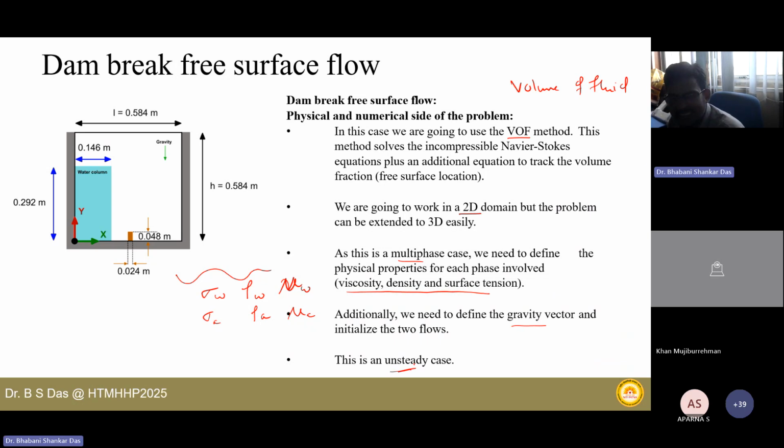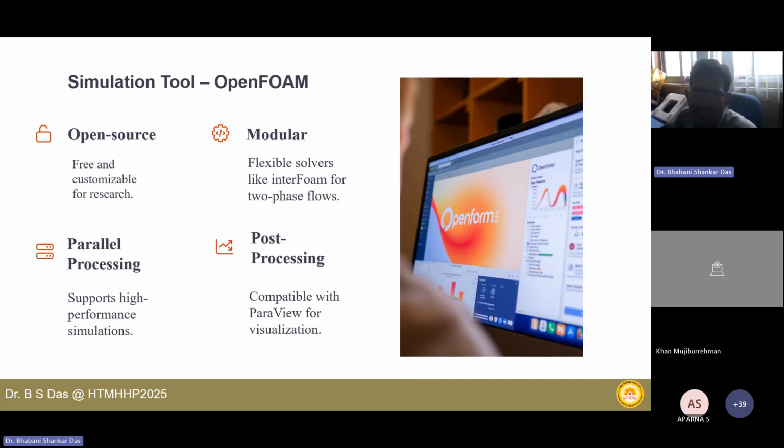And dam break analysis is an unsteady flow case. With time, we can see the variation in the discharge, the depth, and the water surface profile. So this is an unsteady flow scenario. And the simulation tool used is OpenFOAM. It is very important, free and customizable. These are flexible solvers, different solvers. interFoam is one of the solvers which will be used now for dam break analysis for solving two-phase flow like air and water. And you can do parallel simulation, high performance simulations.